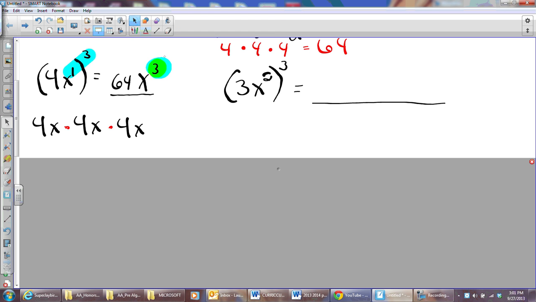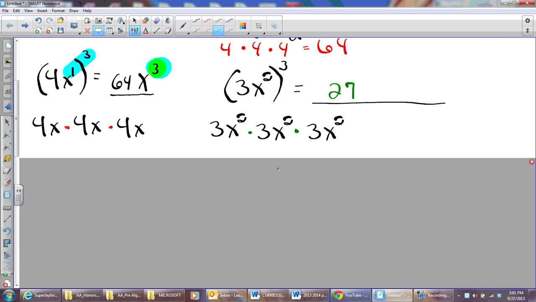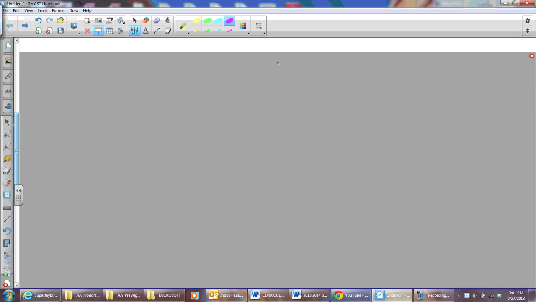Okay, let's take a look at this one. We're going to have a 3x squared times a 3x squared times a 3x squared. I need my multiplication symbols. Well, 3 times 3 is 9. 9 times 3 is 27. Yes. And x squared times x squared times x squared would be x to the 6th. Do you see it? Do you see it? I'm not going to tell you. You figure it out.